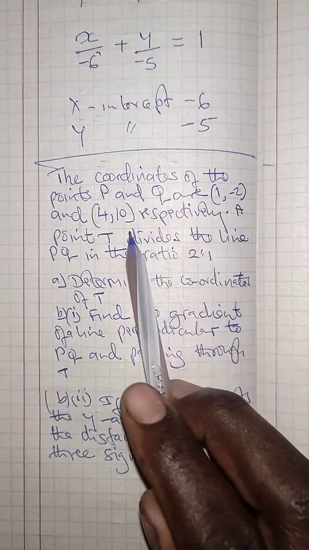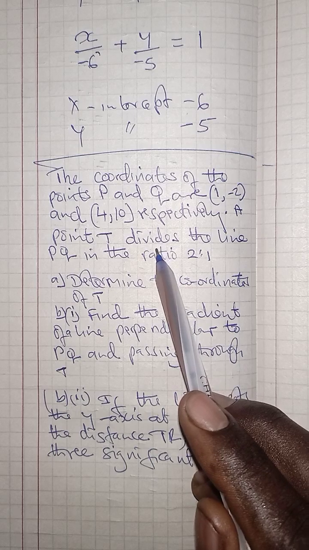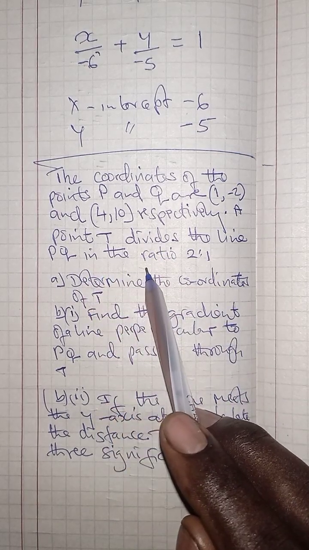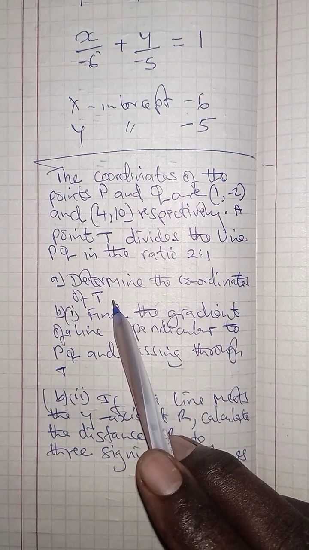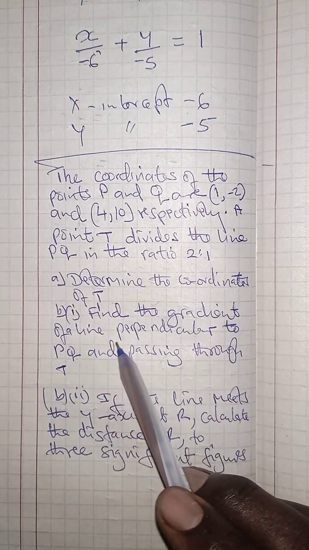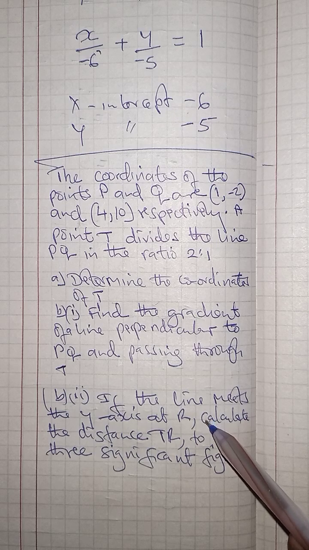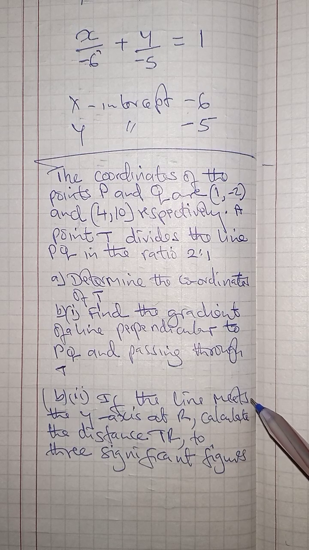The coordinates of P and Q are (1, -2) and (4, 10) respectively. A point T divides the line PQ in the ratio of 2 to 1. A. Determine the coordinates of T. B. Find the gradient of a line perpendicular to PQ and passing through T. C. If the line meets the y-axis at R, calculate the distance of TR to 3 significant figures.